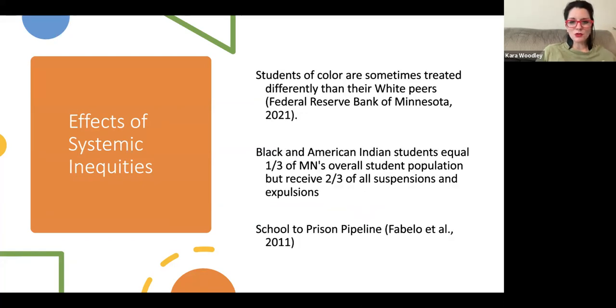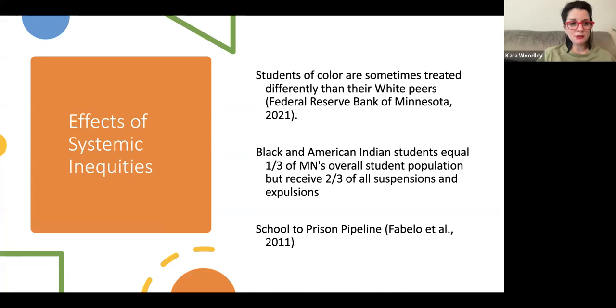Data from the Federal Reserve Bank of Minnesota says students of color are sometimes treated differently than their white peers. Black and American Indian students equal 1/3 of Minnesota's overall student population, but receive 2/3 of all suspensions and expulsions. Again, I'm just going to reiterate, I was talking about the school to prison pipeline earlier. There is well-documented, well-researched information about how the way we work with students of color, especially in the classrooms, can affect the school to prison pipeline, where we see students that receive a lot of discipline referrals.